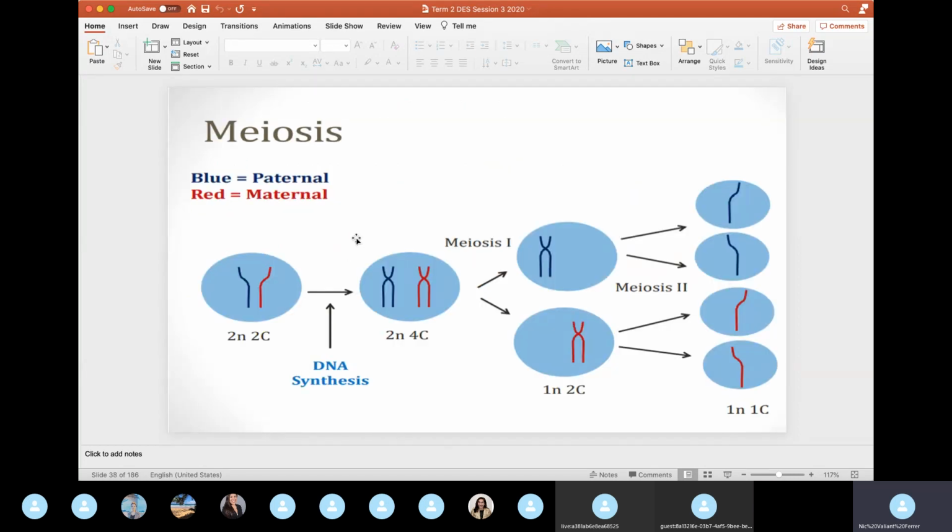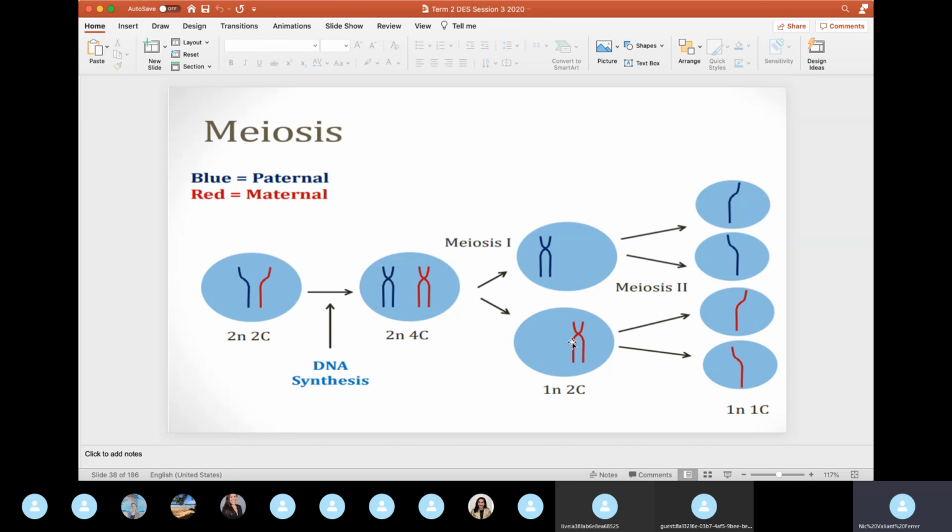Let's talk about meiosis now. This is just a review from term 1. I have a question. What in the cell cycle, where can we find DNA synthesis? At what phase can we find DNA synthesis? Is it G1, S, G2, or M? S phase, right? Exactly. So DNA synthesis is in the S phase.